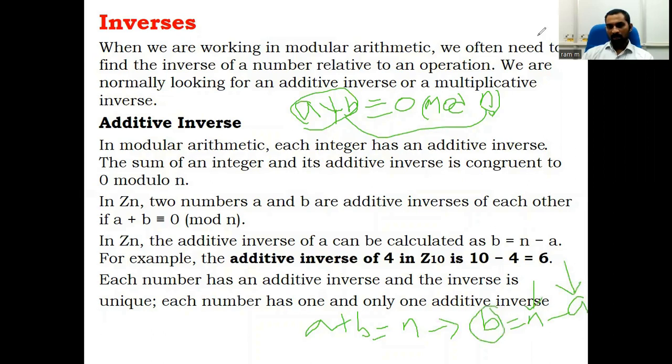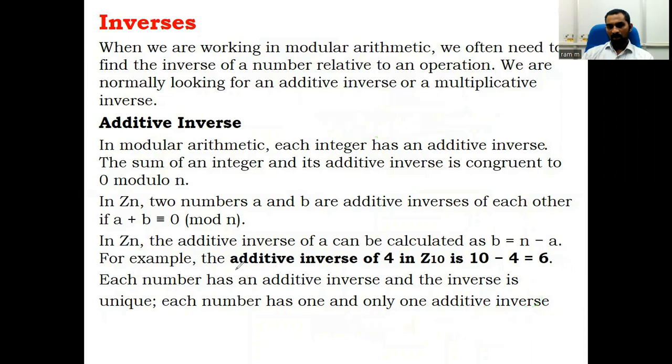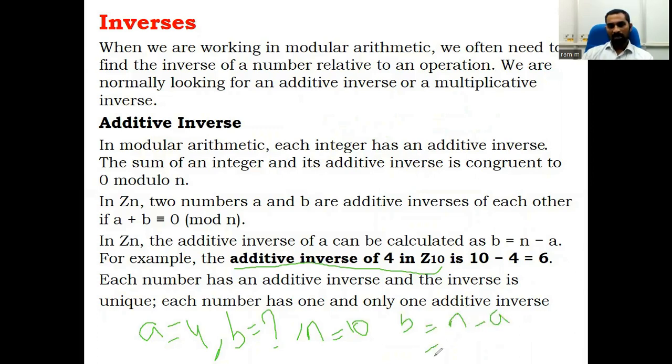Right? So we'll see one example. If you want to find the additive inverse of 4 in Z10. What is our A value? A is equal to 4. What is our B value? B is the value we need to find out. And we are given n is equal to 10. Now we can apply the formula. B is equal to n minus A. So what is the n value? 10 minus 4. So this will be 6.